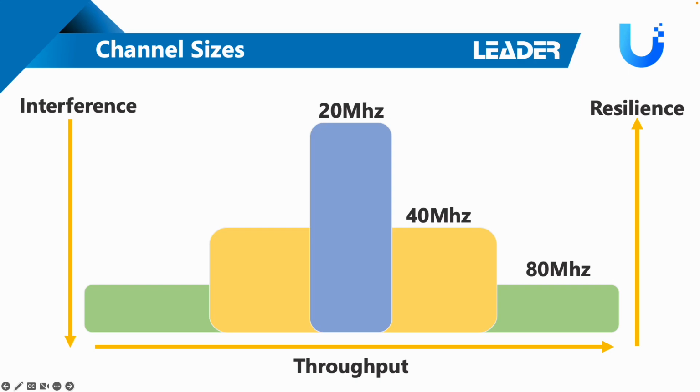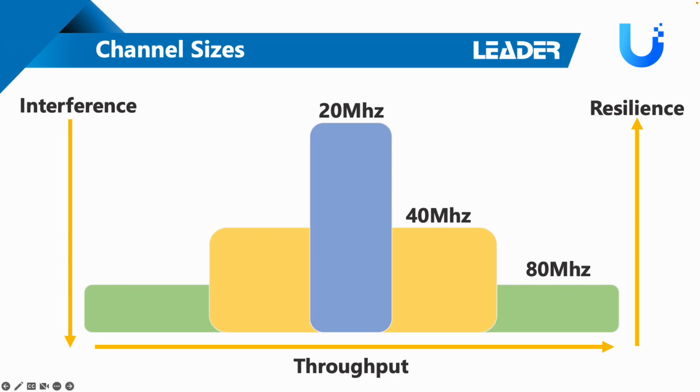So smaller channels travel further, but they also increase the number of total channels you have available as well, which is important for high density deployments because it means you can have a lot more access points with 20 megahertz wide channels than you can with 80 megahertz wide channels as an example. We're going to see an example of this in a second as well.